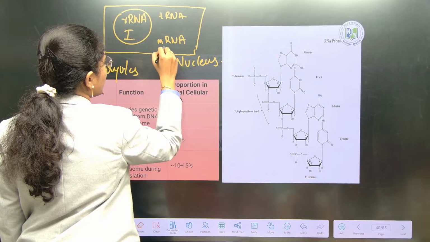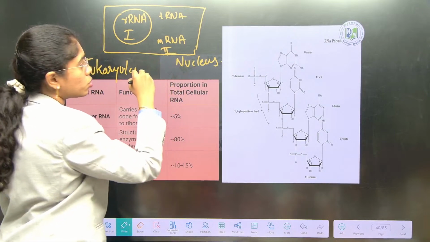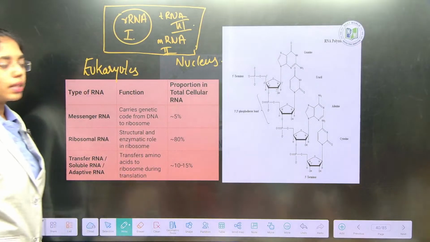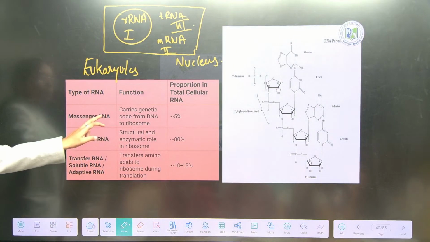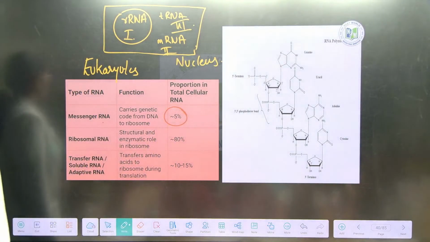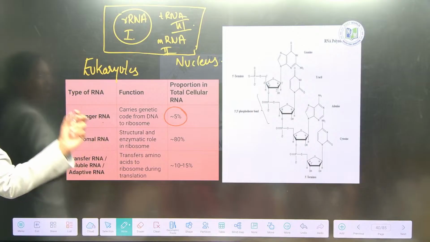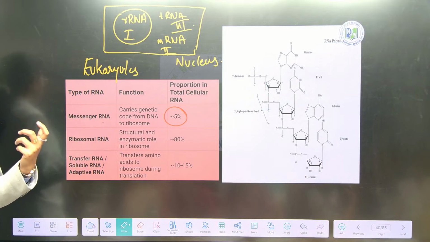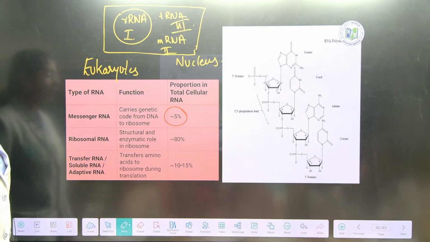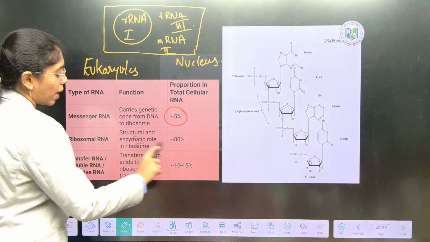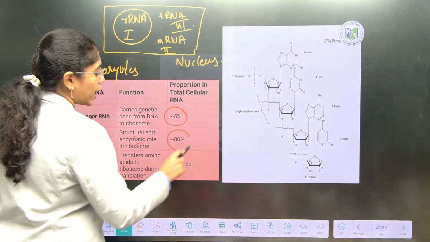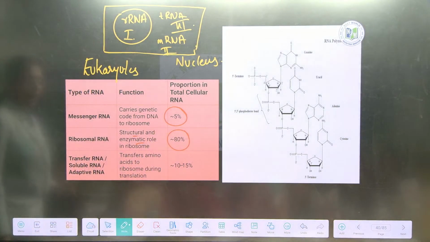mRNA is synthesized by what polymerase? RNA polymerase 2, and tRNA is synthesized by RNA polymerase 3. Messenger RNA is just 5% of the total RNA. What is the major function that it does? It carries the genetic code from DNA to ribosomes. Ribosomal RNA plays a structural and enzymatic role in the ribosome. It occupies about 80% of total RNA.